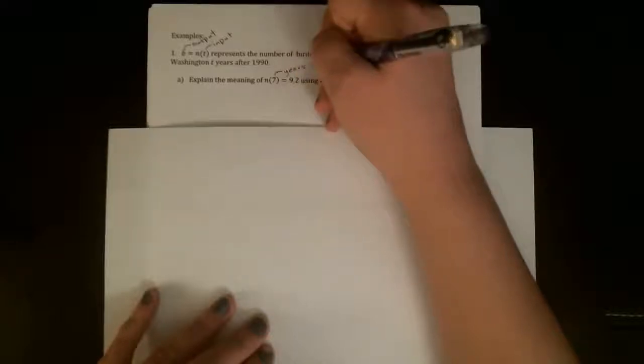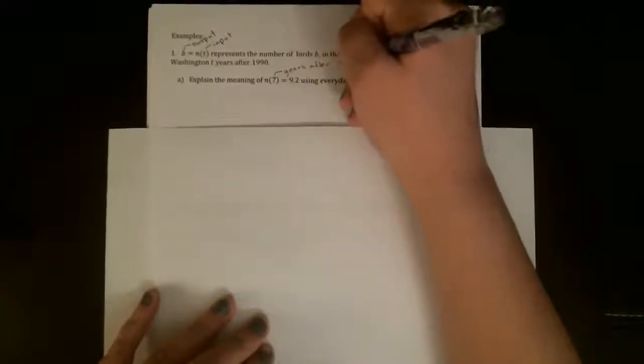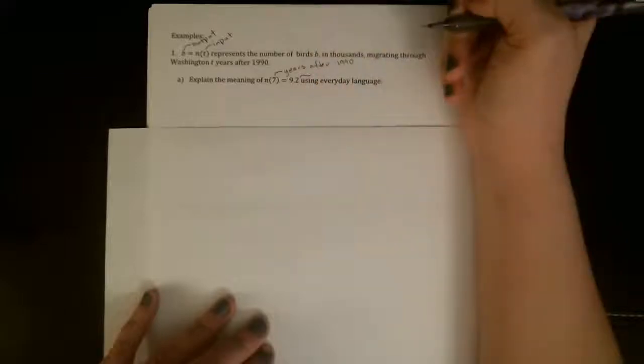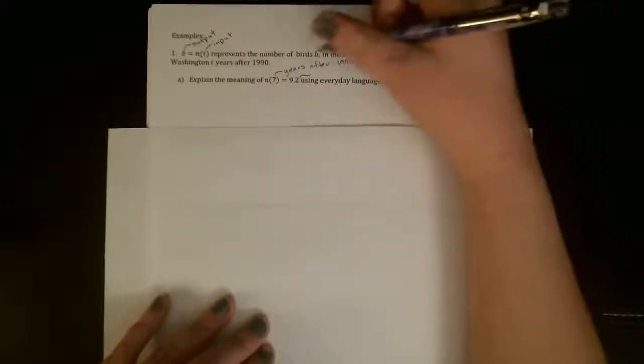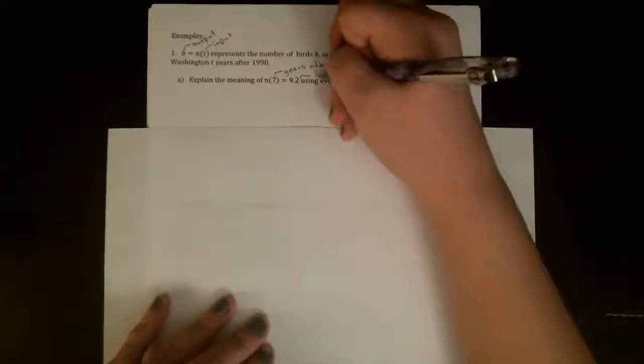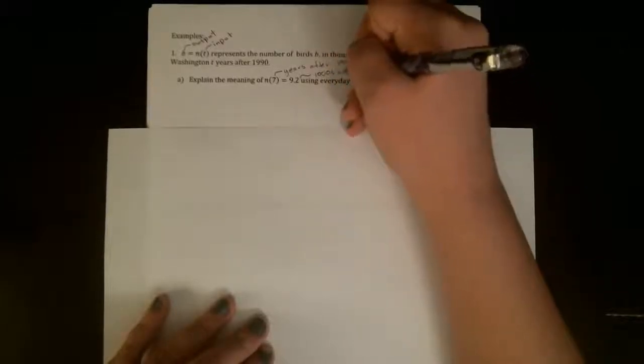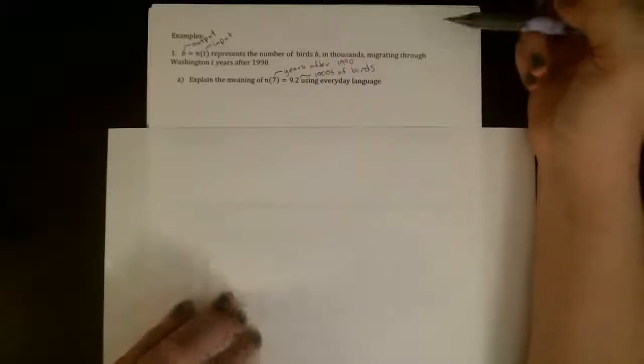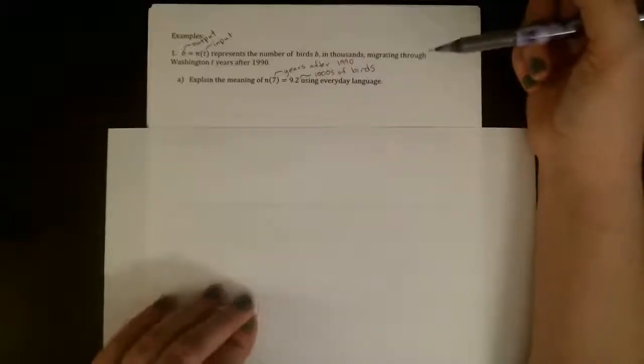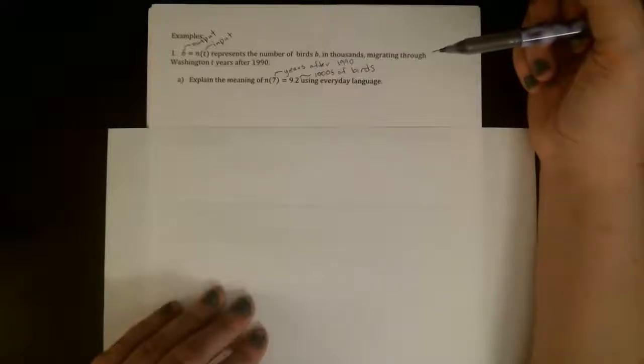So n of 7 equals 9.2. 7 is our input value, and inputs we've already decided are t's. So this is 7 years after 1990. And the 9.2 is our output value. We've decided that our output variable b is giving us thousands of birds. So this is giving me a basic understanding. 7 years after 1990, there's 9.2 thousand birds migrating through Washington.